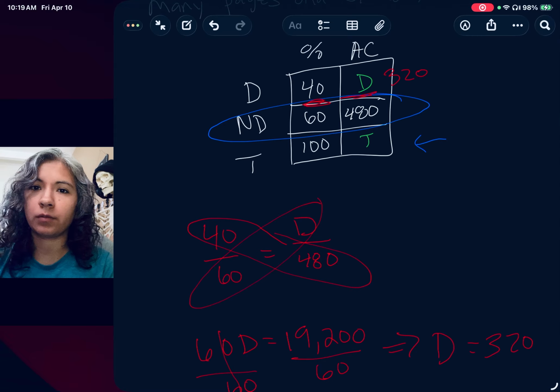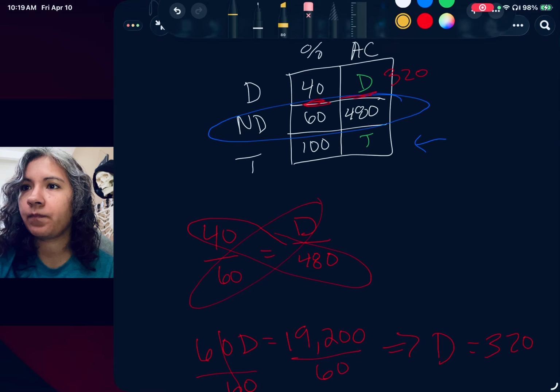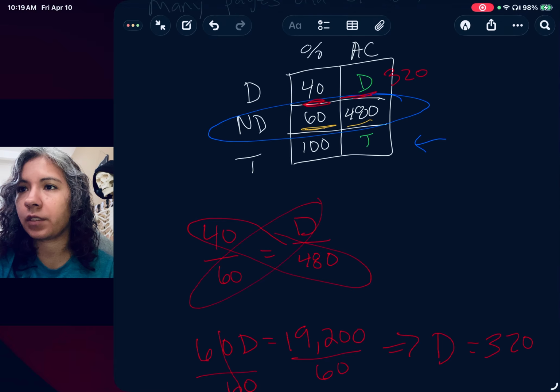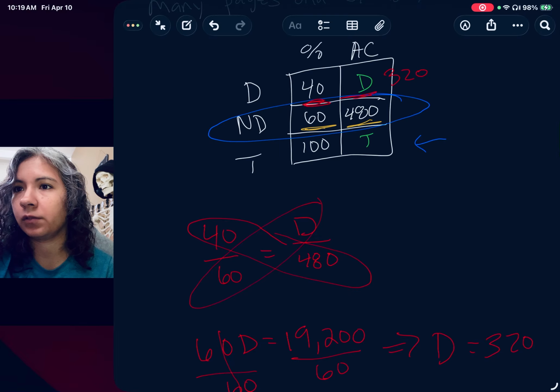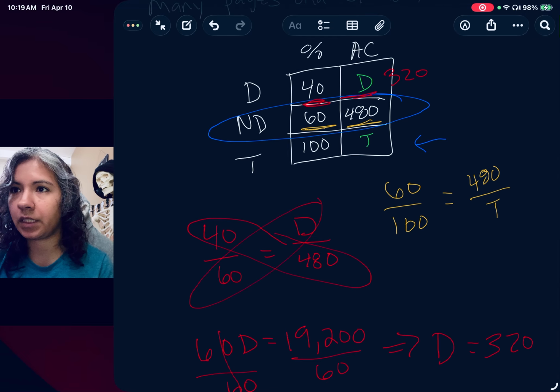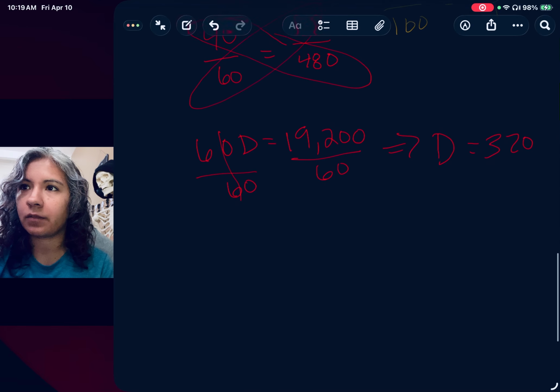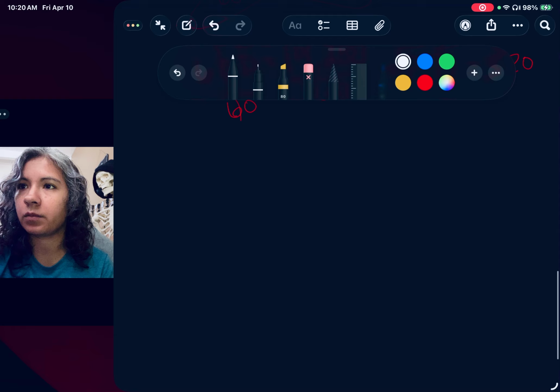We didn't do 480. We could find the total by adding those two. We could also, if the question was how many pages total, 60 over 100 equals 480 over t, and then we would solve for t. But that was our second example.